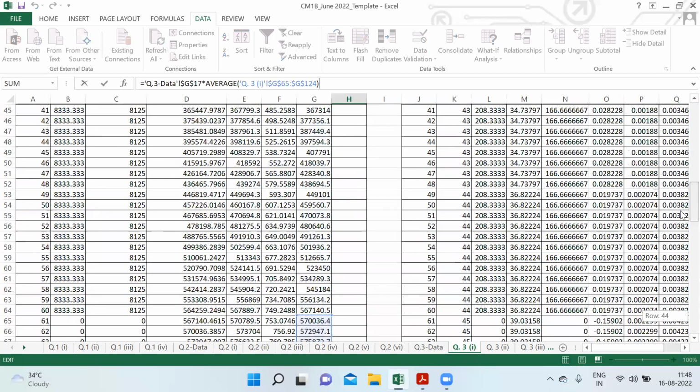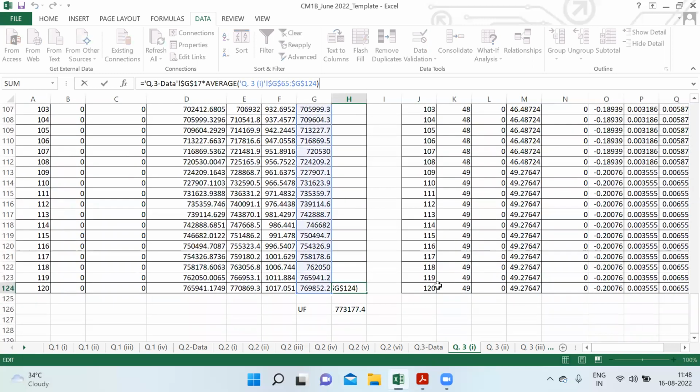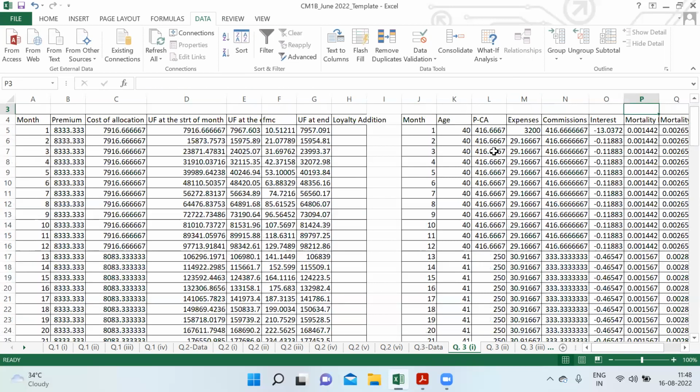So the last 60 months go from 61 to 120. These are the average of the last 60 months' fund value. So the total unit fund at the last will be 773177.4. Then we have been given the non-unit fund.